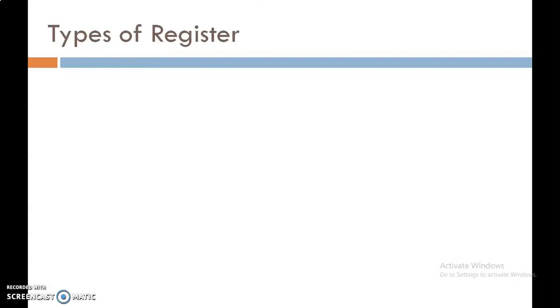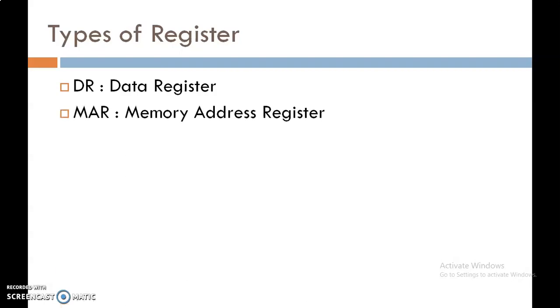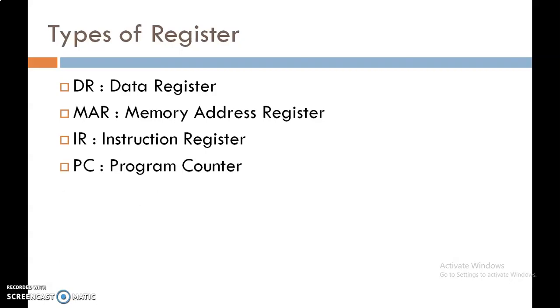Types of register. First type is DR, that is data register, it holds the data. Second is MAR, memory address register, it holds the address. Third is instruction register, which holds the instruction. PC, program counter, stores the address of the next instruction to be executed. Then processor register, which is denoted as R1.